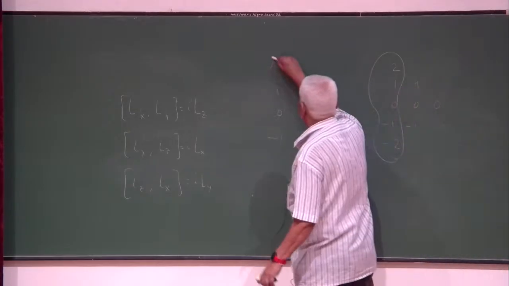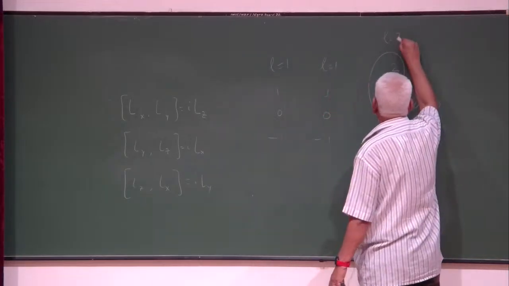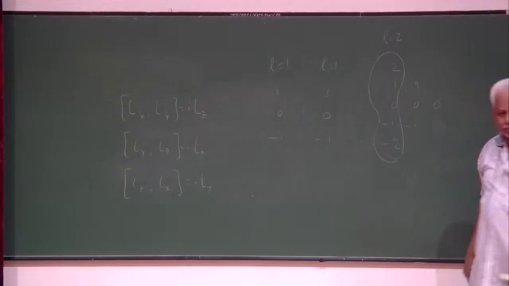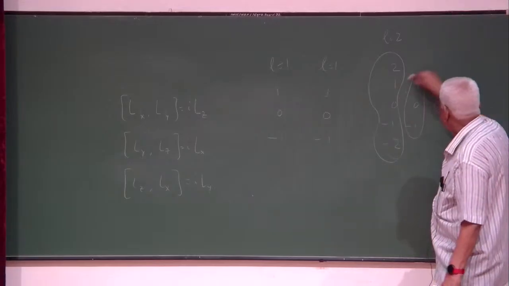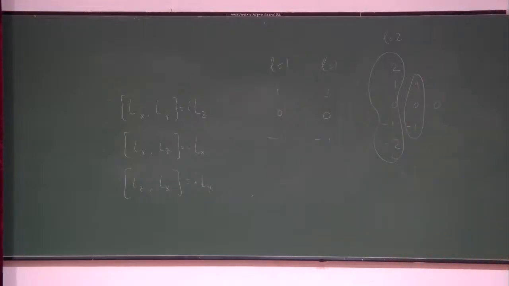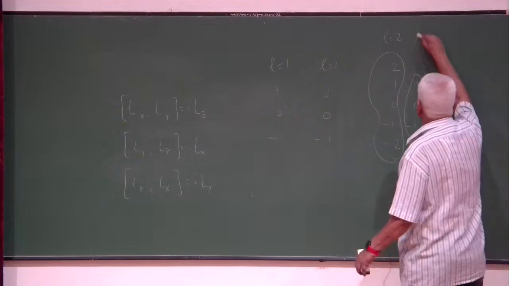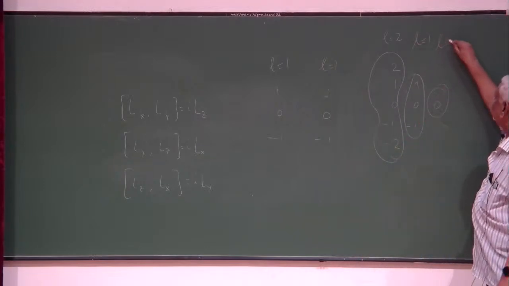I will call this L is equal to 1. This is L is equal to 2. Okay? Now, what are these things? L is equal to 1. And what is this? L is equal to 0.